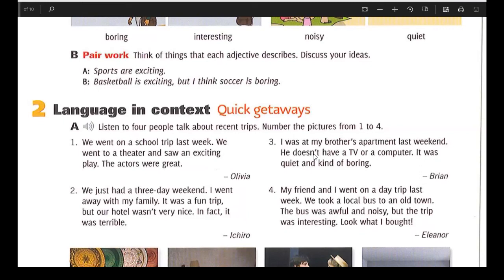And number 3, I was at my brother's apartment last weekend. He doesn't have a TV or a computer. It was quiet and kind of boring. So quiet and kind of boring. Okay. My friend and I went on a day trip last week. We took a local bus. So local, learn about local bus to an old town. The bus was awful and noisy. Yeah, learn about awful and noisy. But the trip was interesting. Look what I bought. Okay, interesting.